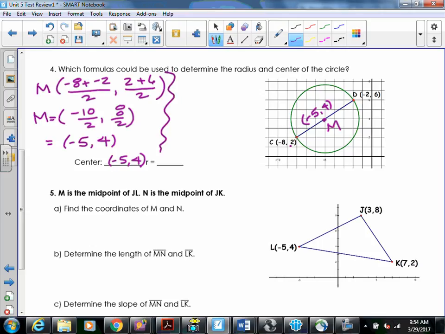Can you find the distance between D and C and then divide by 2? Yes, you can. The question was, can you find the distance from D to C and then divide by 2? Yes, you can, because the distance from D to C is the length of the diameter. The radius is just half of that. So yes, that's a good question. Okay, so now, if I want to find, you said from C to M, C is at -8, 2, and M is at -5, 4.